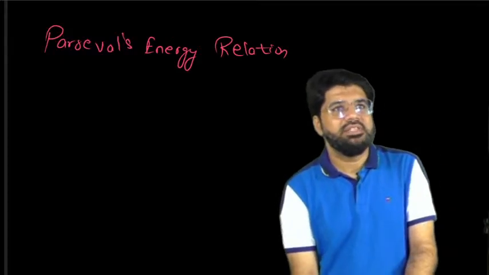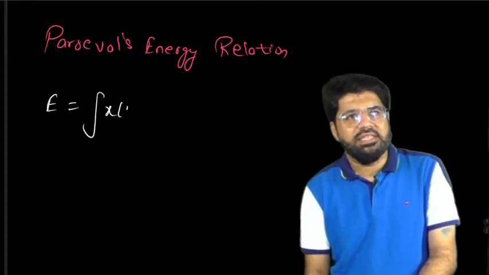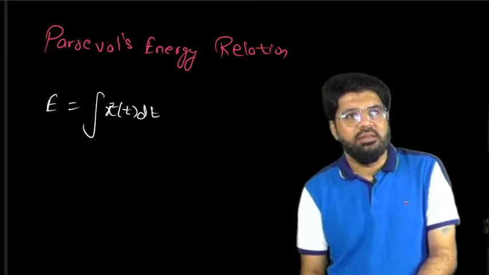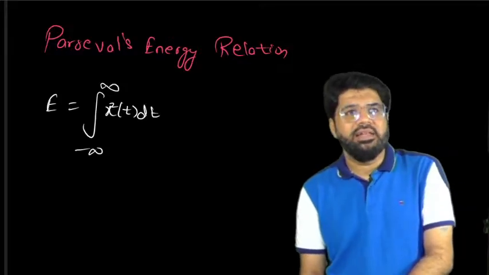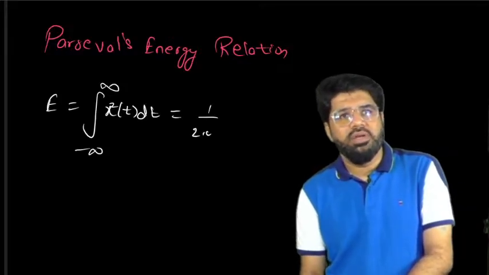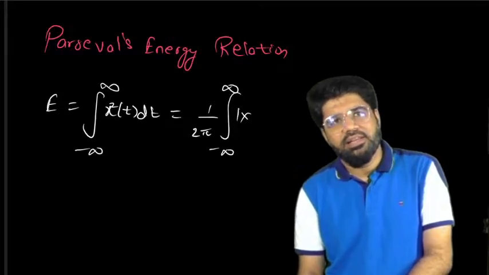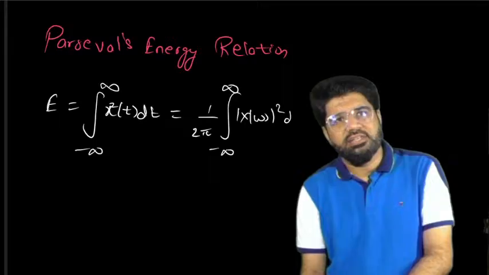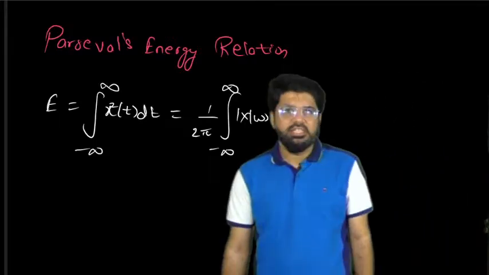The Parseval's energy relation says that the energy of a signal as calculated in the time domain, for a real signal, is integral x square t dt. Parseval's theorem is also for real signals only. This is also equal to, in the frequency domain, 1 upon 2 pi integral from minus infinity to infinity of modulus X omega square d omega. Correct? This is what Parseval's theorem is.